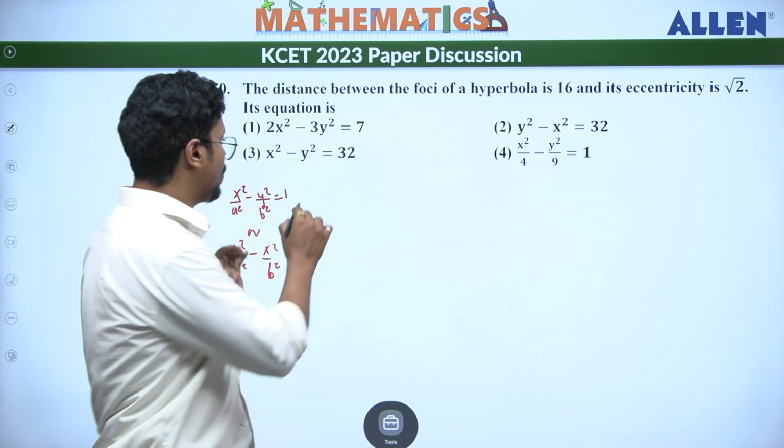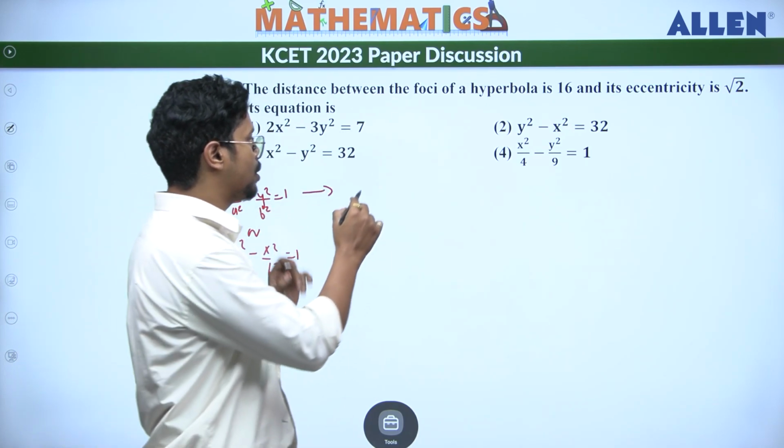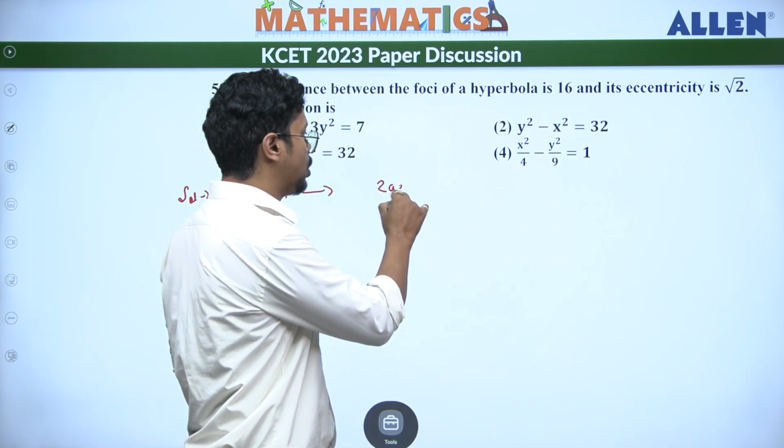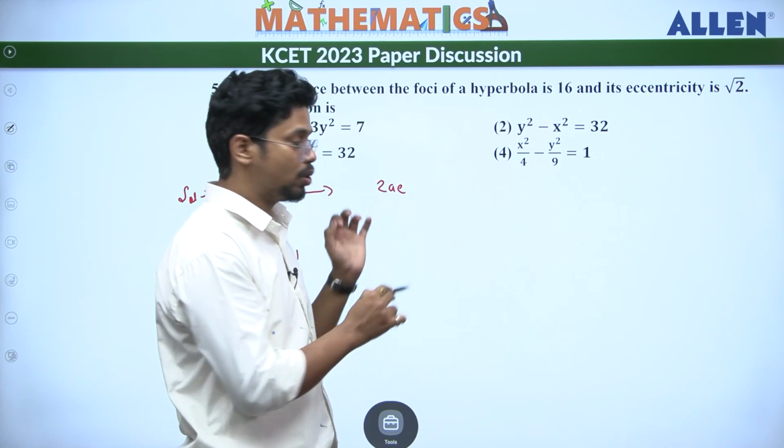So if I take this hyperbola or any hyperbola, the distance between the foci is always given by 2ae. Distance between the foci is 2ae.